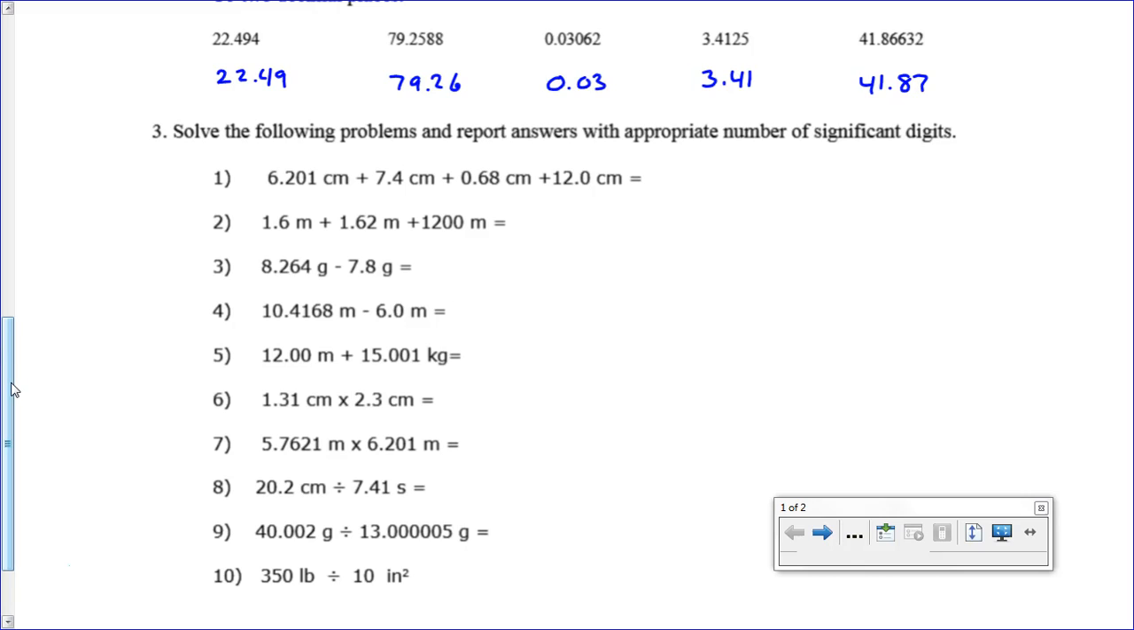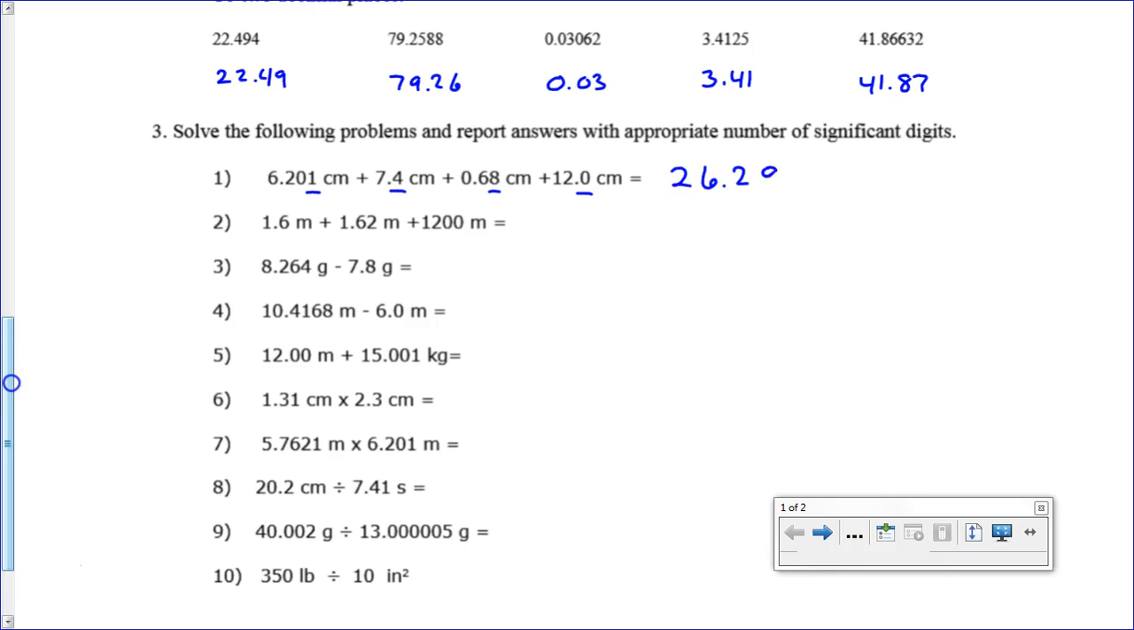For number 1, this one goes up to the thousandths place, and then this number is to the tenths place, this is to the hundredths, and this is to the tenths. All of that, we look at the different levels of precision, and the lowest level of precision is going out to the tenths place. Okay? If that's the case, what our calculator would spit out would be something like 26.29.